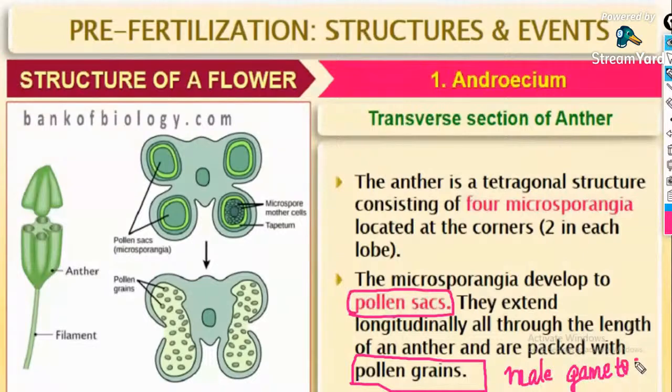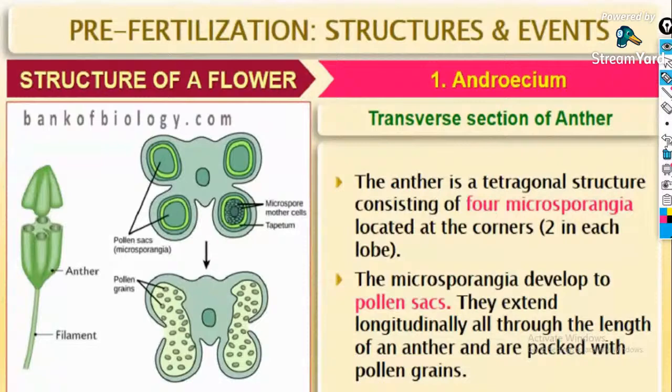Inside the pollen grain only you will have the haploid male gametes, right? The pollen grain will germinate, the pollen tube will arise from the pollen grain, and this pollen tube will carry two male gametes which arise from the generative cell of the pollen grain. We will be discussing in detail about each thing. Yes, male gametophyte, not male gamete. It's a very important question.